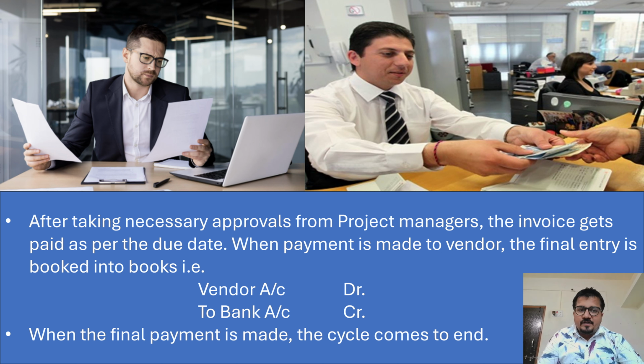Next stage, after taking necessary approvals from project managers, the invoice gets paid as per the due date. When payment is made to the vendor, the final entry is booked into our books, that is vendor account debit to bank account. So this is the third and last entry, which is vendor account debit to bank account when we pay the vendor. Okay. And when the final payment is made, the cycle comes to an end. Okay, so this is the complete P2P process.